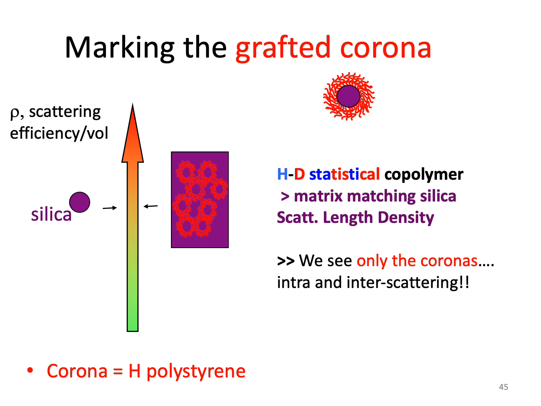What I want to show you here is how to use the system where the grafted nanoparticles are individually dispersed to follow the deformation of the grafted corona. We are using the same HD statistical copolymer which is matching the silica scattering length density. So the matrix here is matching the core of the nanoparticle, and we see only the coronas, which are made out of normal polystyrene, which have a contrast with respect to the HD statistical copolymer.